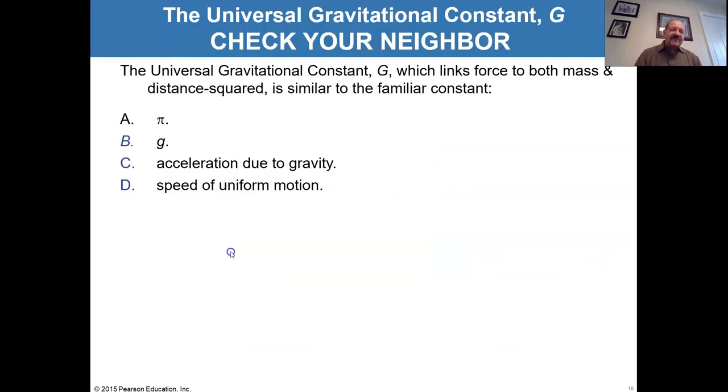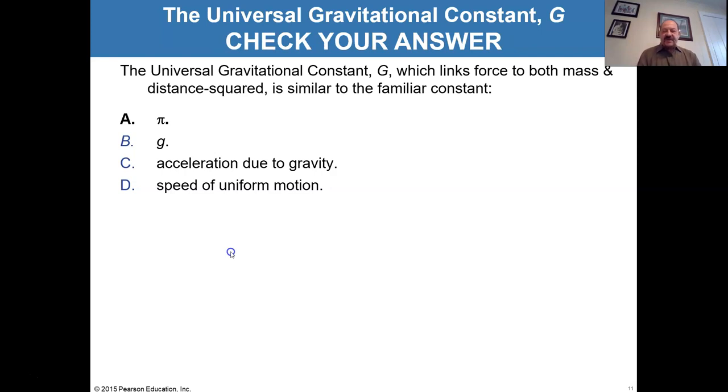This is a question that confused me a bit, but we're going to go through it anyway. Don't feel bad if it's not clear to you. The universal gravitational constant, capital G, which links force to both mass and to distance squared in the inverse proportionality, is similar to the familiar constant: A, pi; B, little g; C, acceleration due to gravity; D, speed of uniform motion. Well, if you look at B and C, those are the same thing. Little g is the acceleration due to gravity, that is our 10 meters per second squared that we're familiar with already. So it's weird that two answers are the same, and that would make you think that's not the right answer, because it can't be both of those answers.